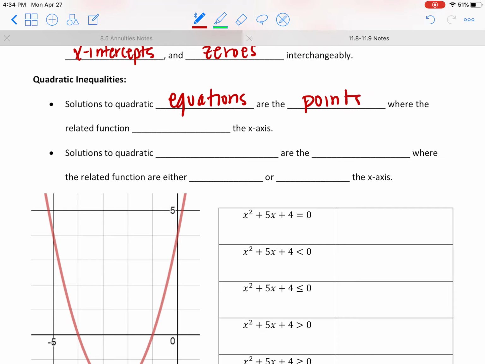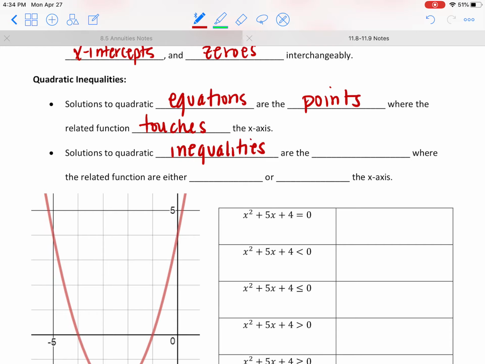All right, now how is this all gonna connect to a quadratic inequality? So solutions to quadratic equations, again, solutions to quadratic equations are the points where your related function crosses or touches the x-axis. Let's just say touches.